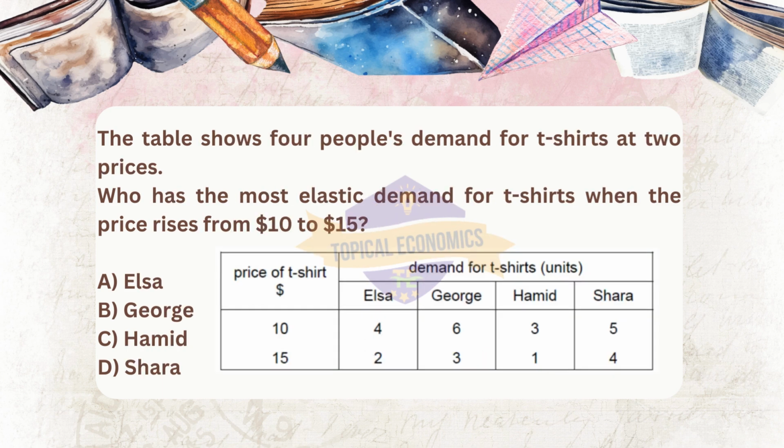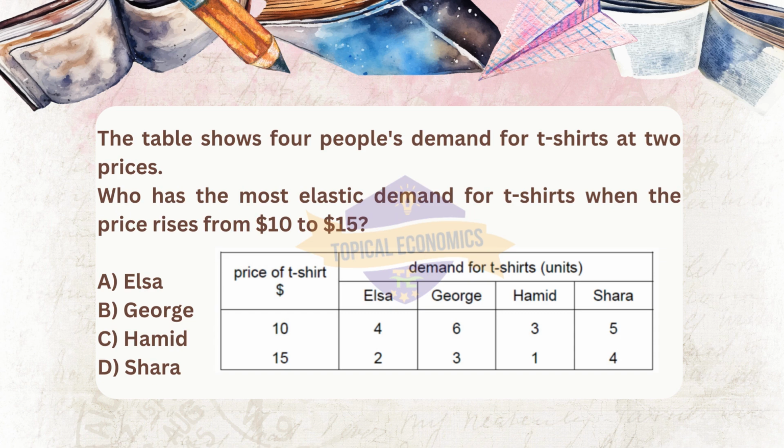Proceeding with question number 21. The table shows 4 people's demand for t-shirts at 2 prices. Who has the most elastic demand for t-shirts when the price rises from $10 to $15? A. Elsa. B. George. C. Hamid. D. Shara. This question is from year 2017 May-June version 3.